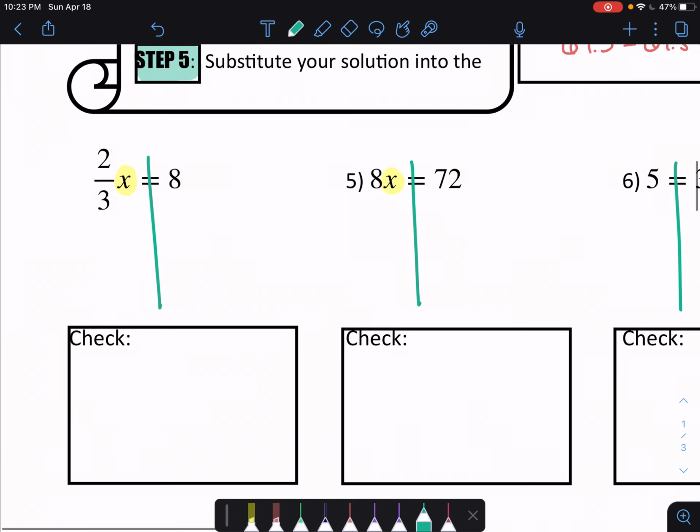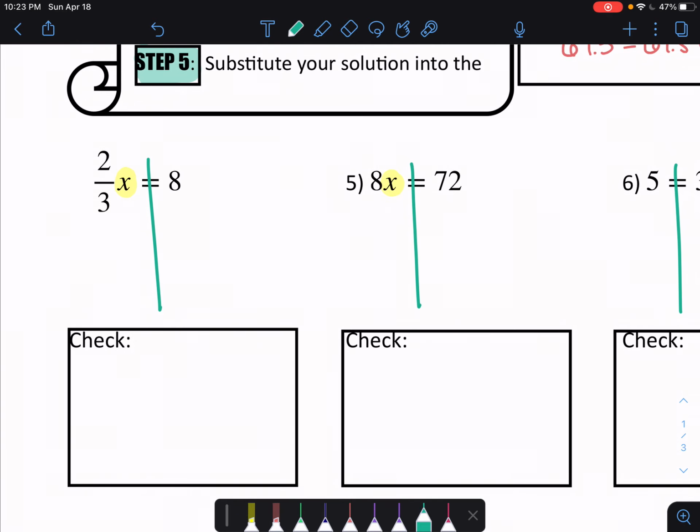For the next one, this 2/3 x equals 8. The fraction is going to represent division. And then the 2/3 x actually means 2/3 times x. So what we can do in this one is we can actually look at it as something that includes both me having to undo multiplication and division.